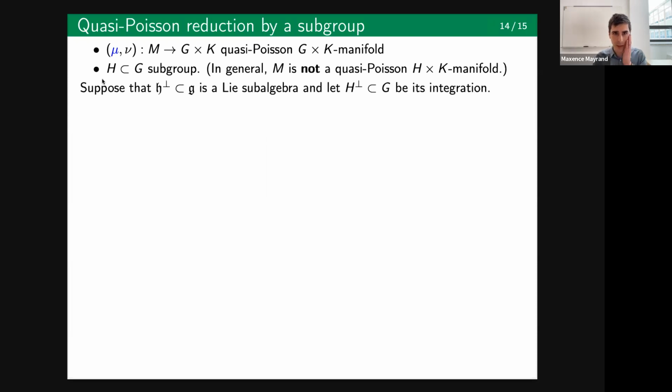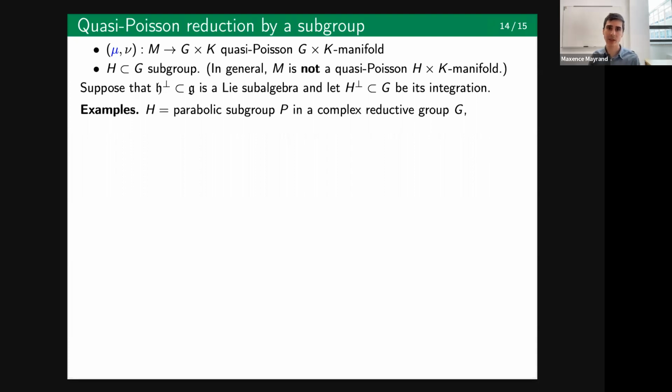But we can have a notion of quasi-Poisson reduction if we suppose that the perpendicular of the Lie algebra of H is also a Lie subalgebra, and we let H perp be its integration. So for example, if H is a parabolic subgroup in a complex reductive group, this is an example. The unipotent radical of this parabolic is also an example, or its commutator subgroup. So this gives many examples in geometric representation theory.